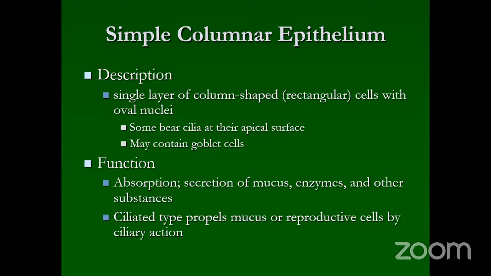So the main functions of the simple columnar epithelium are absorption and also secretion of mucus, enzymes, and other substances. And the ciliated, whenever the cilia are present, they usually propel the mucus or reproductive cells by the ciliary action. So this is mainly involved in the secretion of mucus.